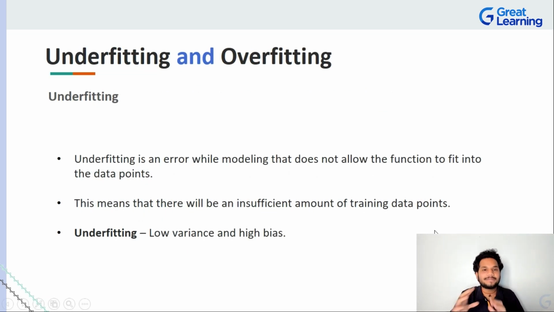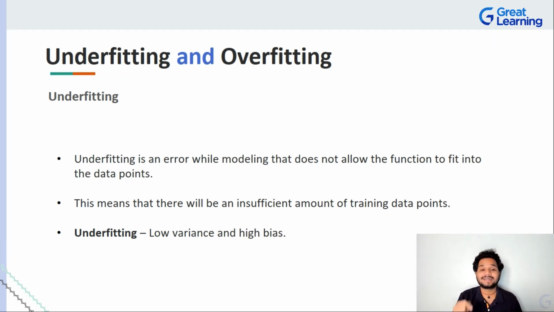So let's try to separate this out in simple terms. Let's try to understand underfitting first. Next, let's try to attack what overfitting is. Underfitting basically means that there is a low amount of variance in your data and it shows a very high bias value. What does this mean in non-technical terms?